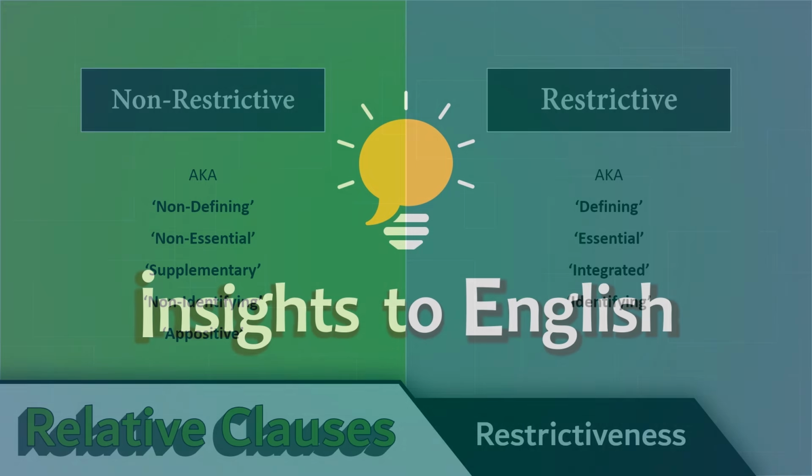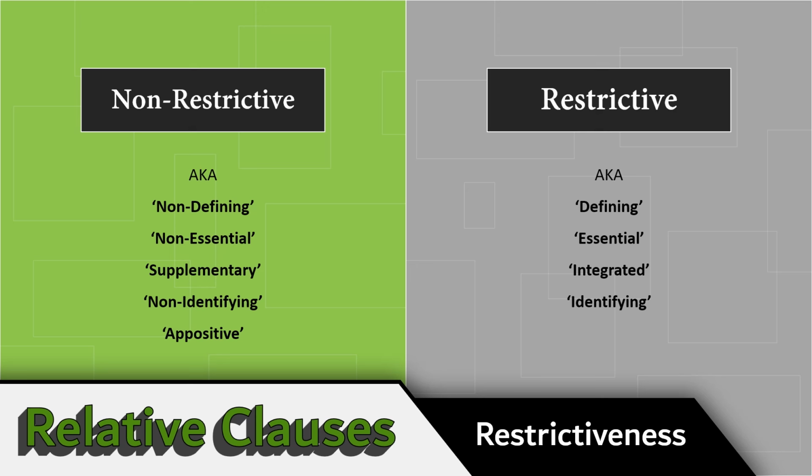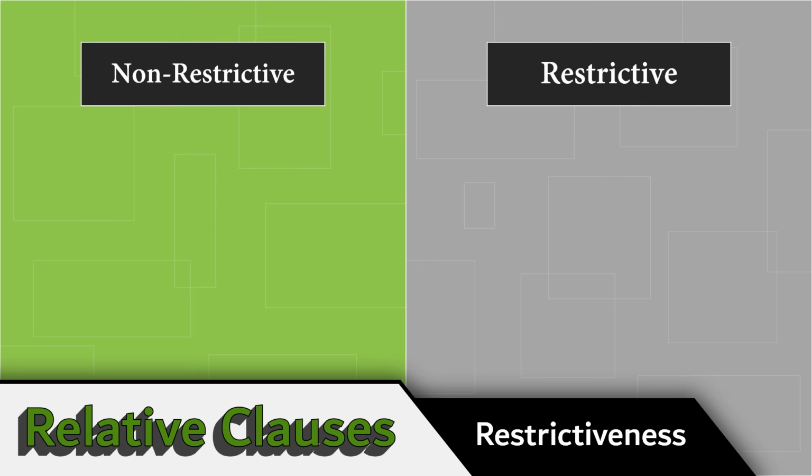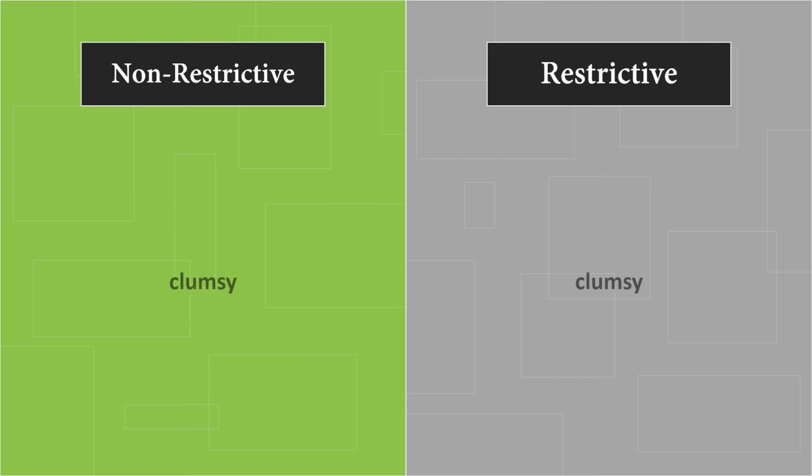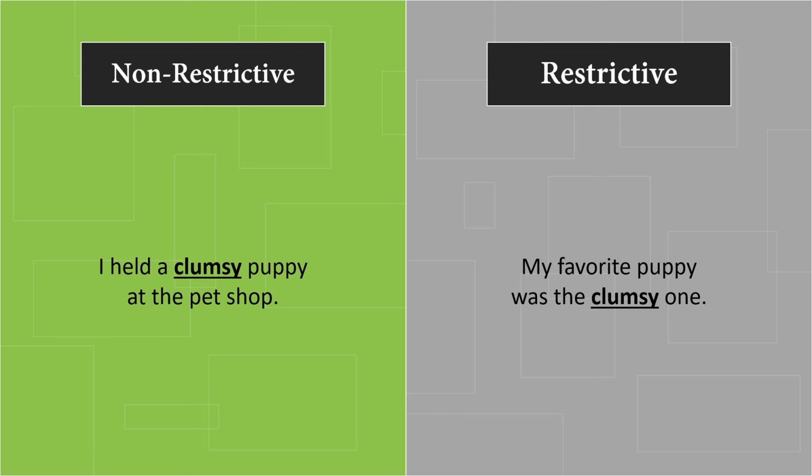Let's talk about non-restrictive versus restrictive relative clauses. Since these two properties exist for all modifiers, let's start by looking at adjectives to keep things simple for now. Consider the word clumsy in the sentences, "I held a clumsy puppy at the pet shop," and "My favorite puppy was the clumsy one." What happens when we remove the adjective? The first sentence still sounds alright. That means that while the modifier clumsy is descriptive, it's not essential to the meaning of the sentence.